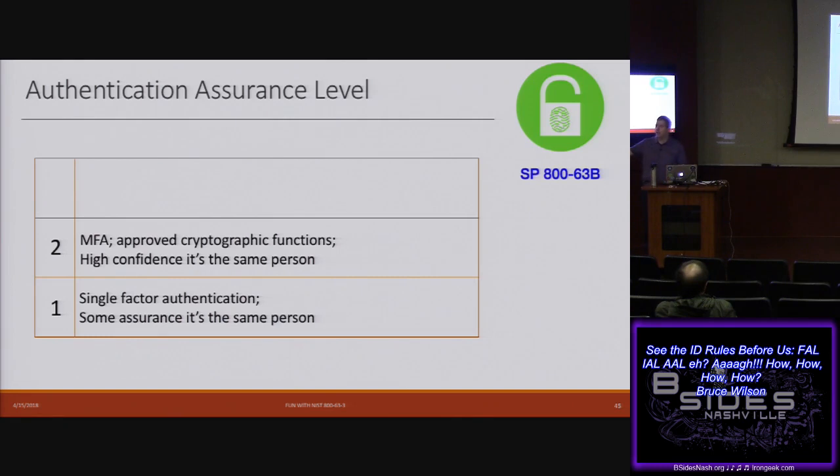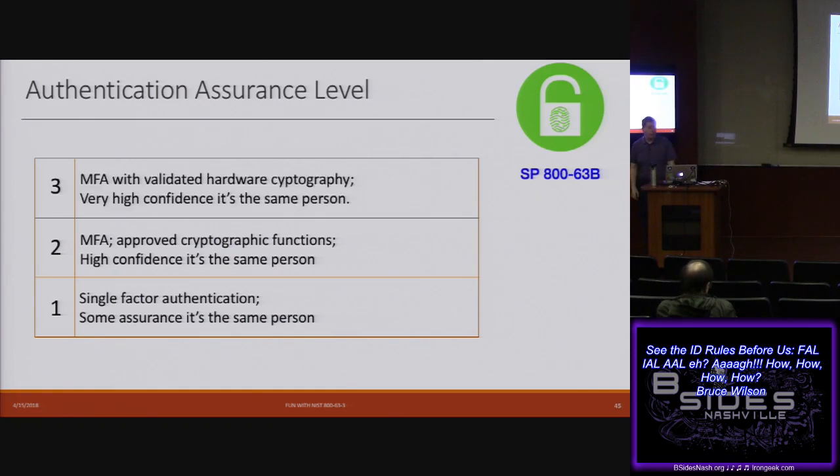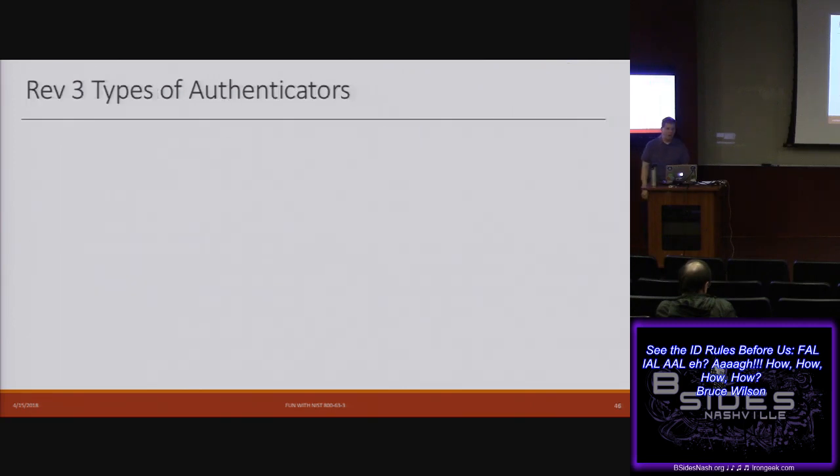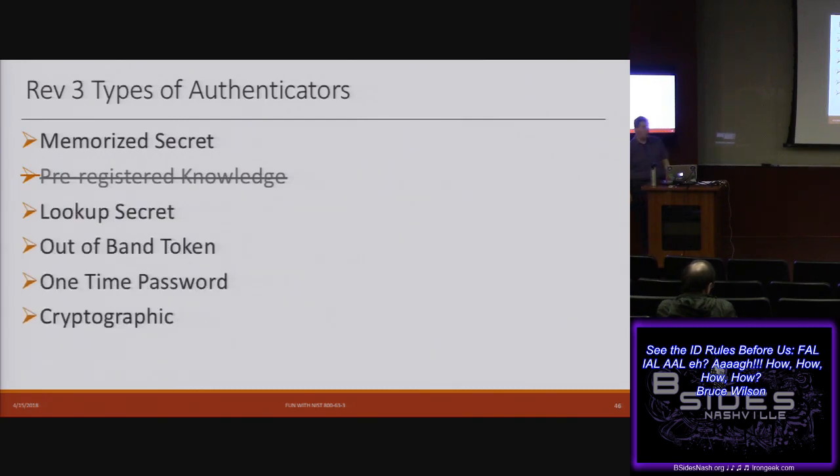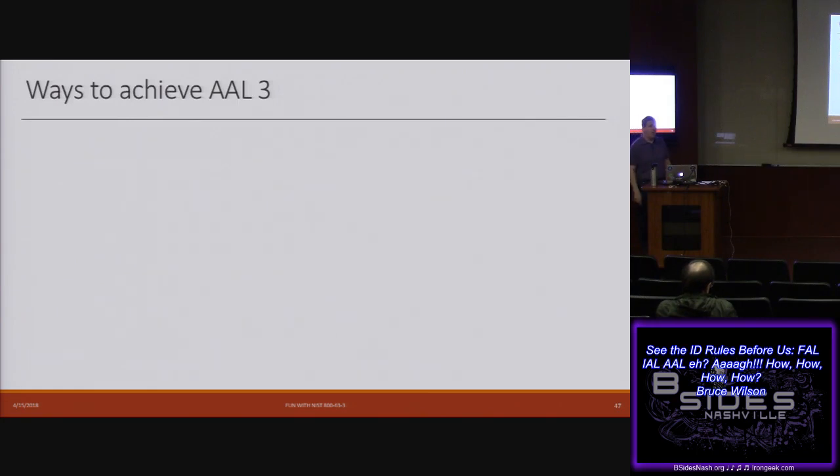We haven't really looked at how you've done your crypto, but you've asserted that you're using modern cryptographic methods. And then level 3 requires MFA with some validated hardware, and it's a very high degree of confidence. So same kinds of authenticators, but that pre-registered knowledge goes away. And we have a lot more ways to get to that high level.